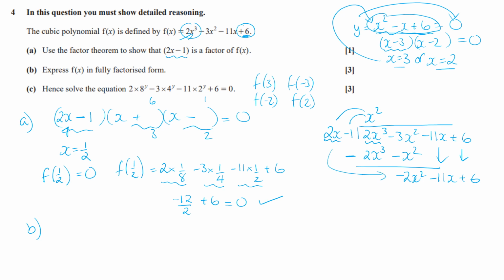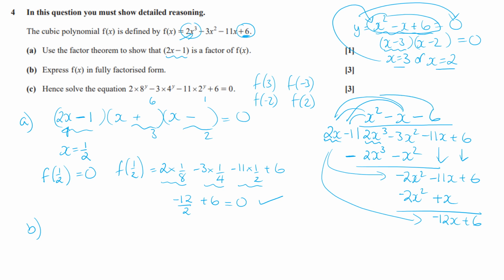2x into minus 2x squared is going to be minus x. An answer on the top needs to times by everything on the front. You're going to get the minus 2x squared and then plus x. Minus 11x minus another x is minus 12x plus 6. Then you go again, 2x into that is going to give you minus 6. Answer on top times by everything on the front. You're going to get minus 12x and then plus 6, and we get our 0.